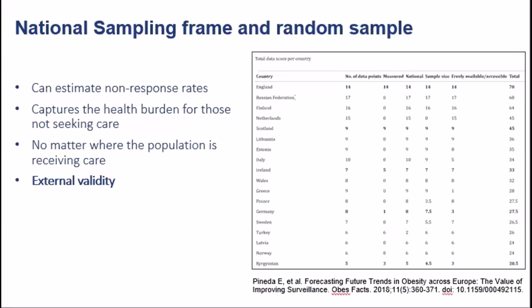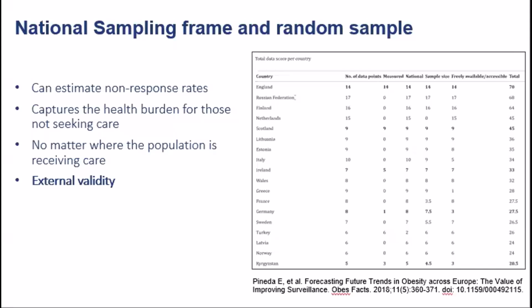And that's not the case for lots of other large data sets that exist. So something like Biobank, for example, which relies on volunteers. You can't make generalizations to the whole population from a database of volunteers, because there will be some selection bias there that you can't even really properly measure when we've used volunteers. But also the national sampling frame is important because it captures the health burden for those people who are not seeking care.